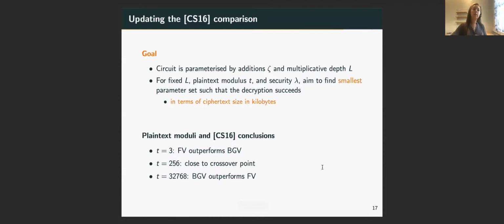And what we did is that we compared the two schemes in terms of the ciphertext size in kilobytes, which we argue, if you are going to compare the schemes for any parameter, is the one that makes sense, because ciphertexts are what you compute on, ciphertexts are what you transmit. So a large ciphertext is going to impact all of the efficiency of your scheme.